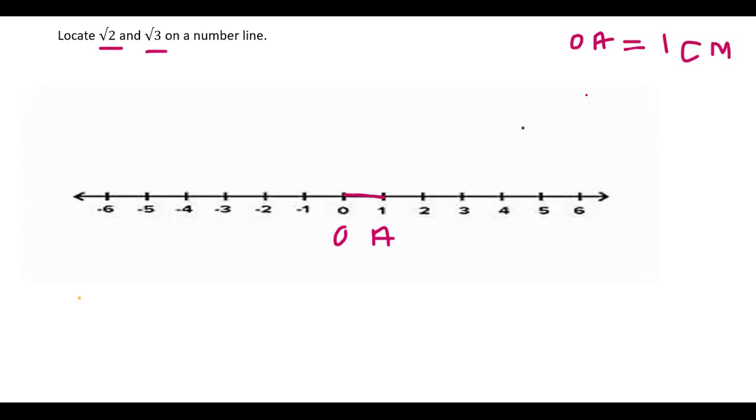Now next, we will draw a perpendicular at point A using a protractor. At A, we have to draw this perpendicular. Now, using a compass, we will mark an arc of 1 centimeter here, and we can mark this point as C. So AC is also equal to 1 centimeter. Now next, we can join OC.